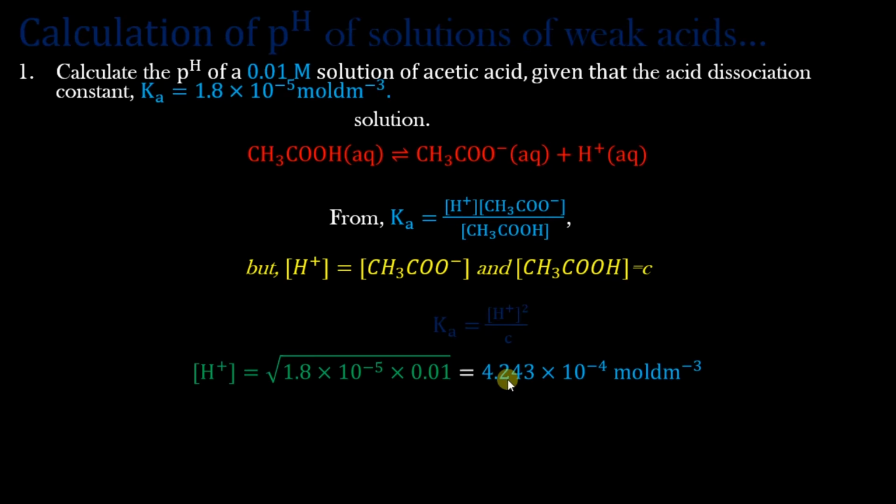Now that we know the molar concentration of hydrogen ions at equilibrium, we can use that to obtain the pH of this solution, which is given by negative logarithm to base 10 of the molar concentration of hydrogen ions contained in that solution. So we substitute there. The molar concentration of hydrogen ion is 4.243 exponent negative 4, giving us a pH of 3.37, or simply 3.4. So that is what the question wanted, and the number has been solved.